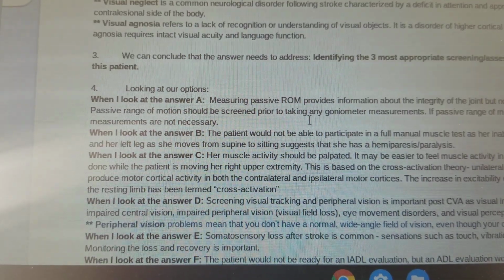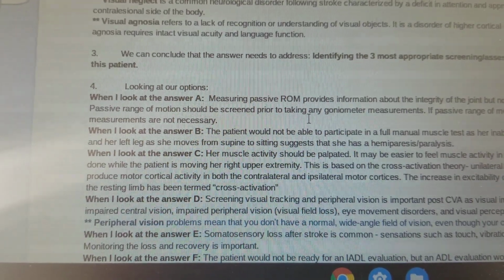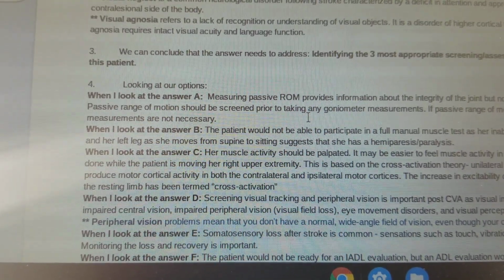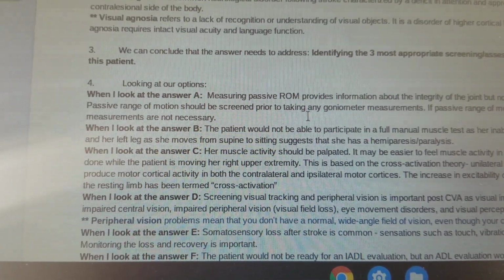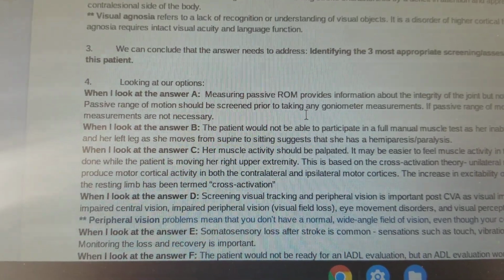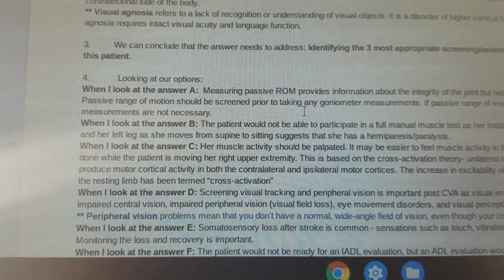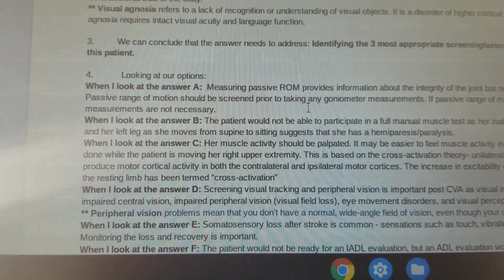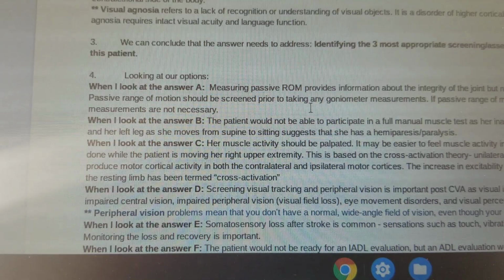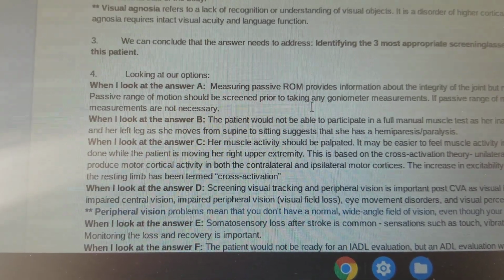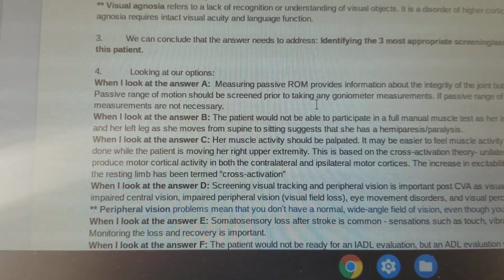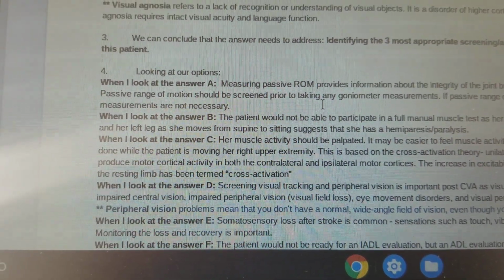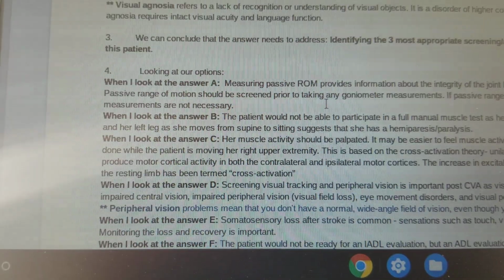When I look at the answer C, her muscle activity should be palpated. It may be easier to feel muscle activity in the left upper extremity if palpation is done while the patient is moving her right upper extremity. This is based on the cross-activity theory. Unilateral muscle contractions in the upper limb produce motor cortical activity in both the contralateral and ipsilateral motor cortices. The increases in excitability of the cortical motor pathway activating the resulting limb has been termed cross-activation.